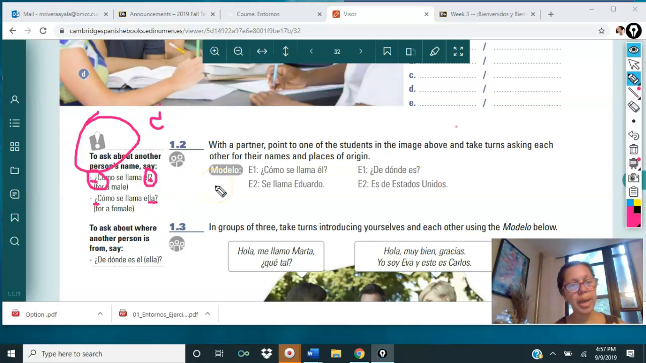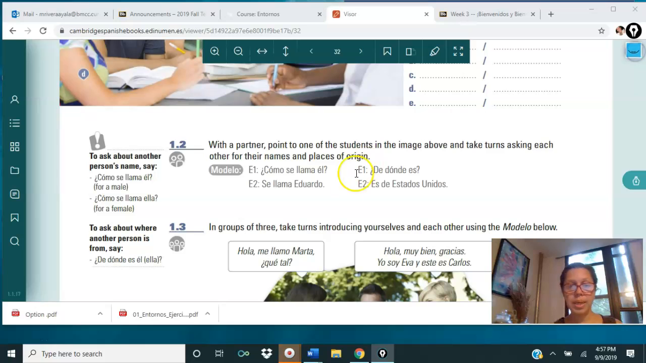Él masculino, ella femenino. Okay, and then what I want you to do in this section is basically memorize those questions. Okay, memorize. What you can do in this activity 1.2 is go back to the previous chart and then recreate the chart here, but then with these questions. ¿Cómo se llama él? ¿De dónde es? ¿Cómo se llama ella? ¿De dónde es ella?